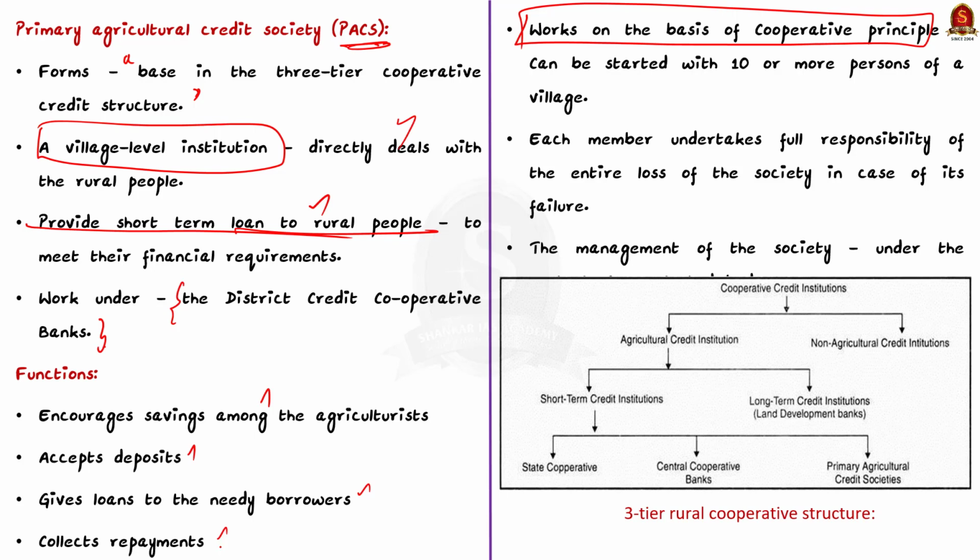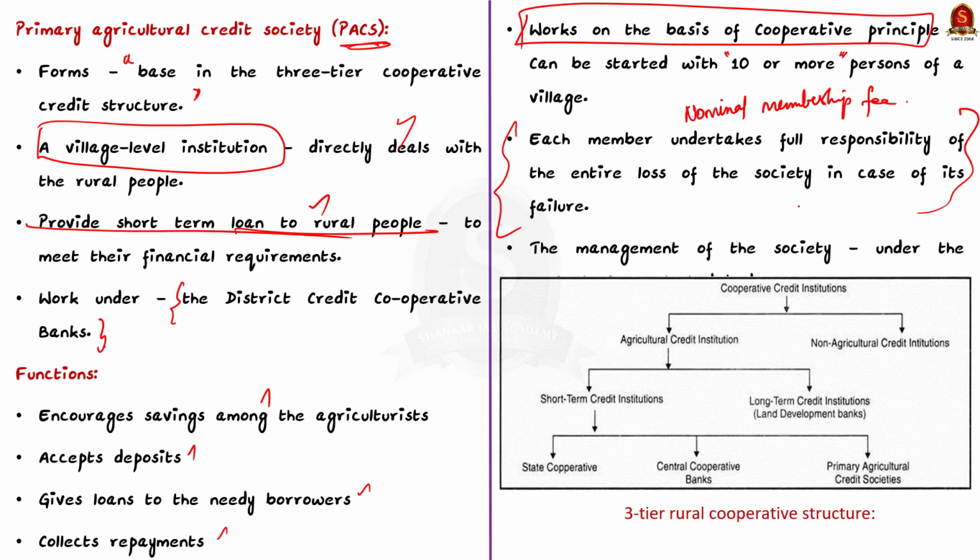Know that a primary agricultural credit society may be started with 10 or more people of a village. The membership fee is so nominal that even the poorest agriculturalist can become a member. Know that the members of the society have unlimited liability, which means that each member undertakes full responsibility for the entire loss of the society in case of failure. The management of the society is under the control of an elected body. See, this is all about the PACS.